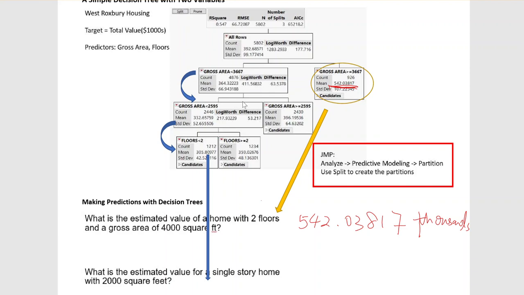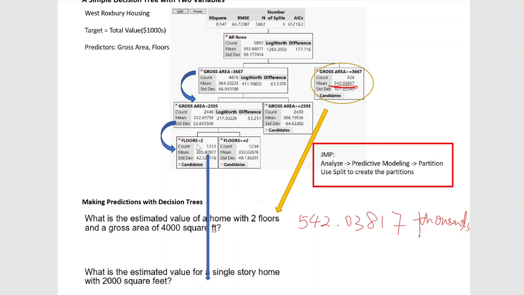You still need to decide whether the gross area is less than 2,595 or larger than or equal to 2,595. It still belongs to less than 2,595, because our home is 2,000 square feet, right? And then follow it to the next step. Now it is based on whether the floors are less than 2 or larger than or equal to 2, right? So this home is a single-story home. That means the floors will be 1, right? So it will be less than 2.